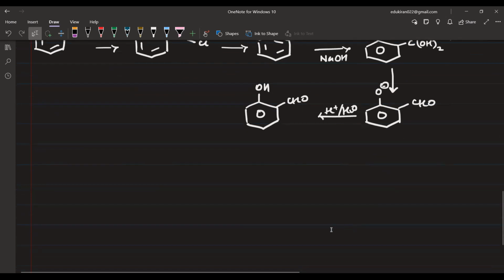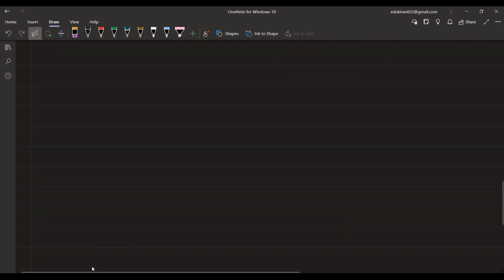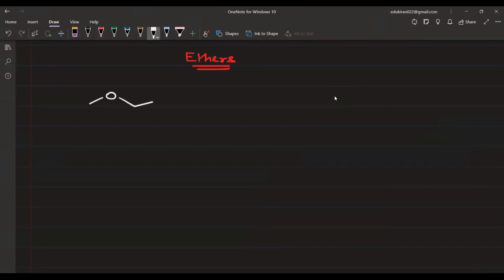Now, this is all about the chapter, alcohol and phenols. Now we are going to learn about ethers. Please write the heading ethers. First of all, what is ether? Ether will have one oxygen atom, and on either side of the oxygen atom, you will have alkyl groups.